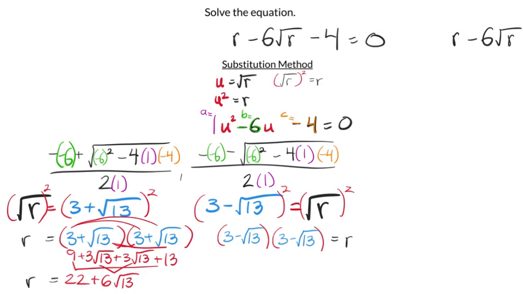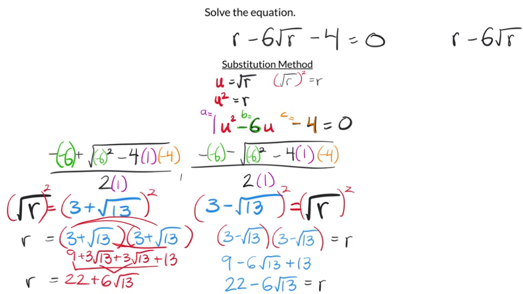Now, without doing the distribution, we can look at this as the square of a binomial right there. So we should end up with something like this. Let's see, 9, and then minus 6 times the square root of 13, and then plus that 13 there at the end. Of course, the 9 and the 13 still make up 22. So it ends up being 22 minus 6 times the square root of 13. And this would equal our other r value.